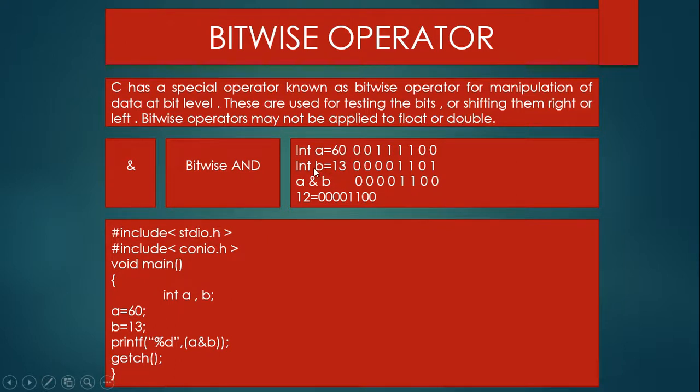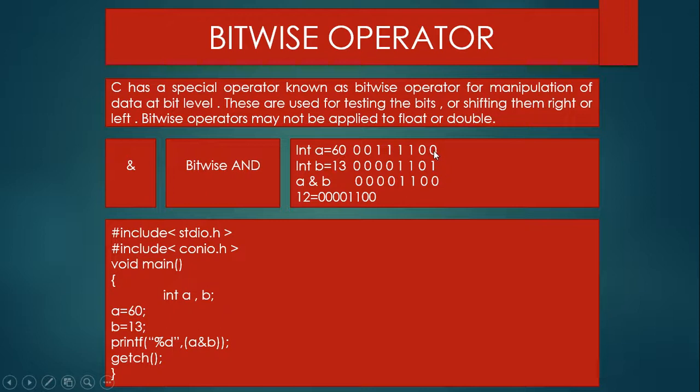I again declare the variable b, and its data type is int, and store the value 13 into b and convert it into binary format: 00001101. Okay, when I use a bitwise AND b, the binary format looks like this.